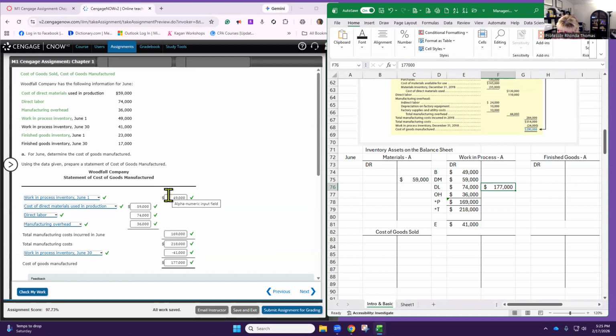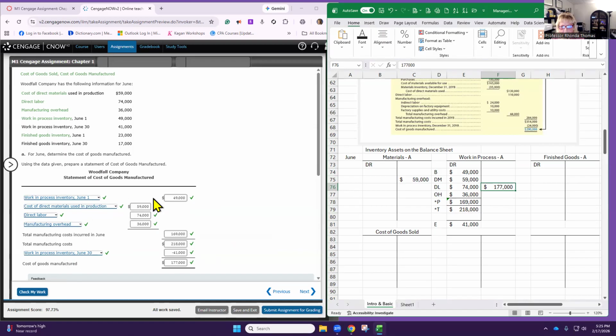and then you add the work in process in the beginning that was sitting there from the month before, and then you add it to the total manufacturing cost to get 218,000. Then you're going to subtract the ending balance of 41,000 to find this number here. This is the number that we're looking for. This is the name of the statement.